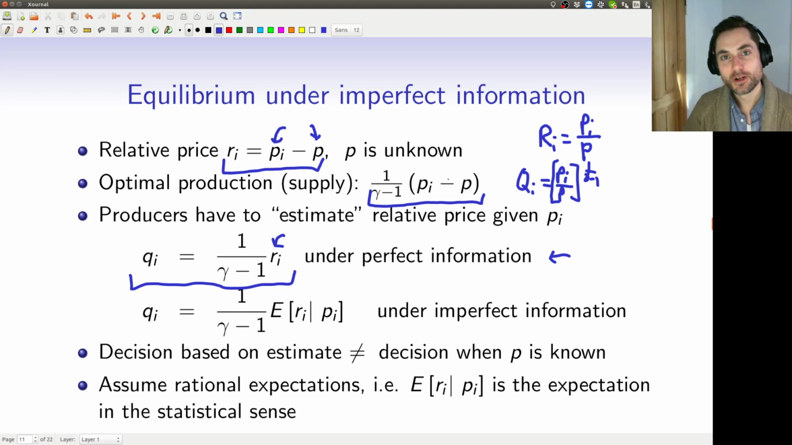So what do they have to do? They're going to have to estimate, right? We're going to assume that these firms are rational and that they're going to do the best they can to estimate the relative price conditional on only observing their own price. The rest of this set of slides is all about how they're going to do that: the rational best they can do, the closest to the truth expectation that they can form to solve this problem of estimating the relative price.